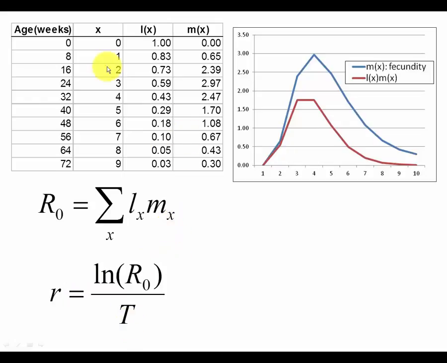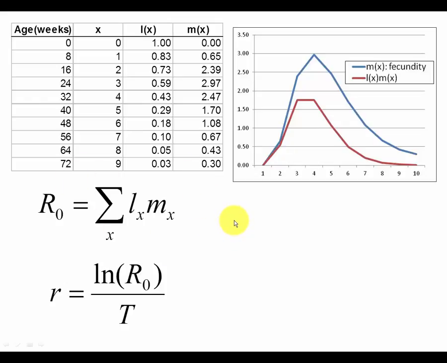Generation time is something you can also get from this data. So for example, here, on average, the average female that makes it to age 8 weeks will have 0.65 offspring, and those 0.65 offspring will have been born after an 8-week generation time. Generation time is going to be different for all of these individuals. So basically, if you want to calculate generation time, you just need to take a weighted average of the dates on which you expect individuals to be born.